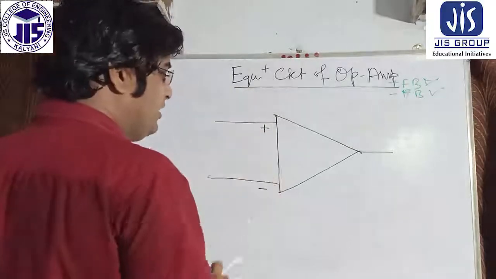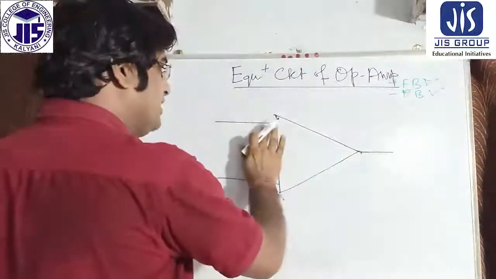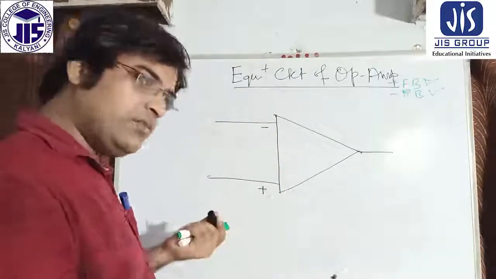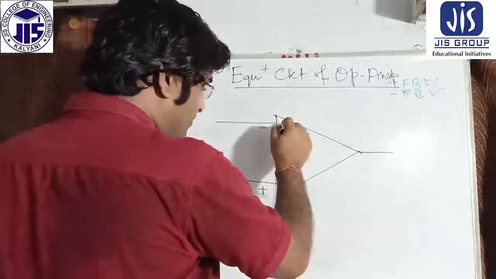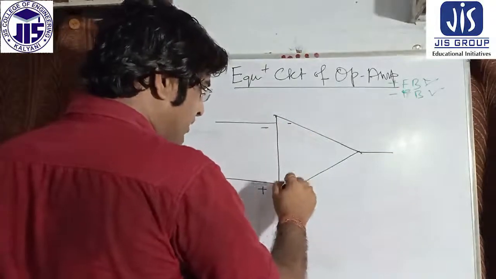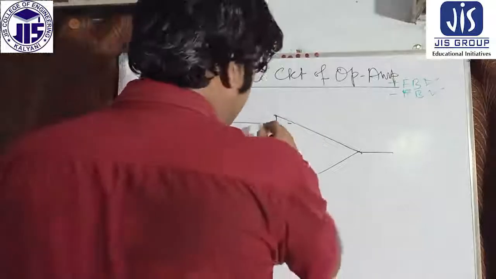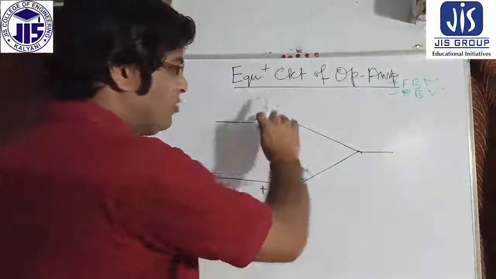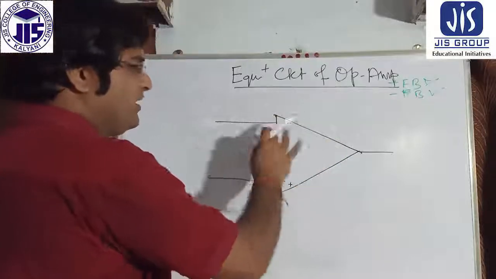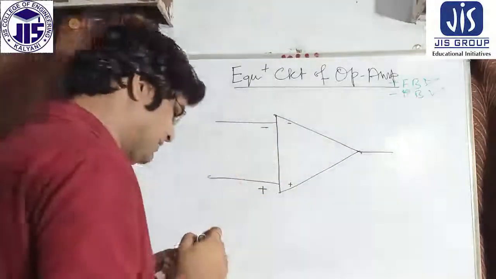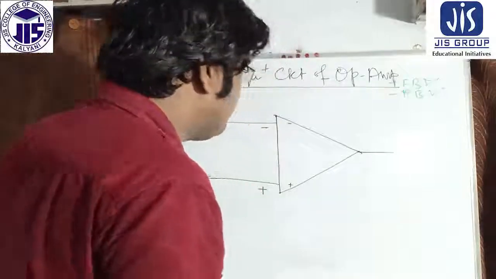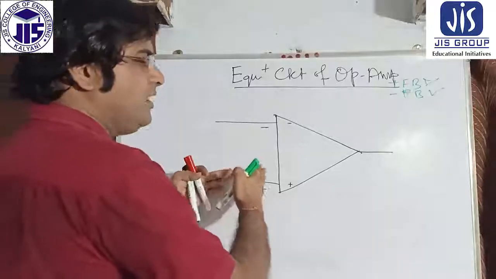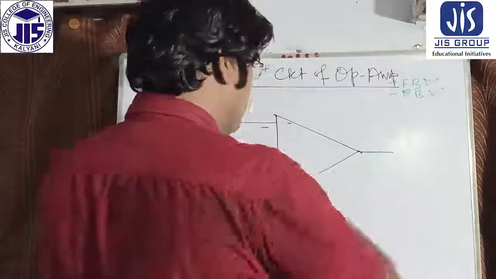This is the non-inverting and this is the inverting. I have also said we can represent it like that, but generally we represent it here, on this side. I am representing it here because if I draw it the other way it looks complex. For that reason I represent minus here and plus here. Now, equivalent circuit means this is the input side, this is the output side, this is the inverting terminal, the non-inverting terminal, the input terminals, and this is the output side.